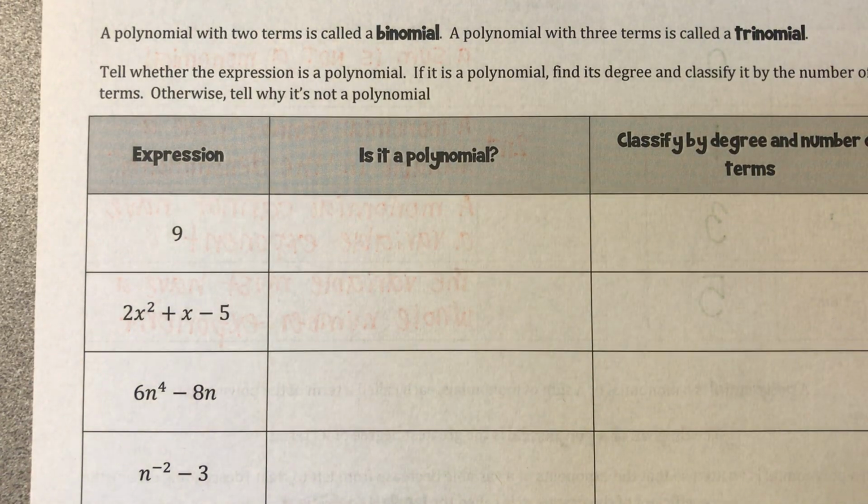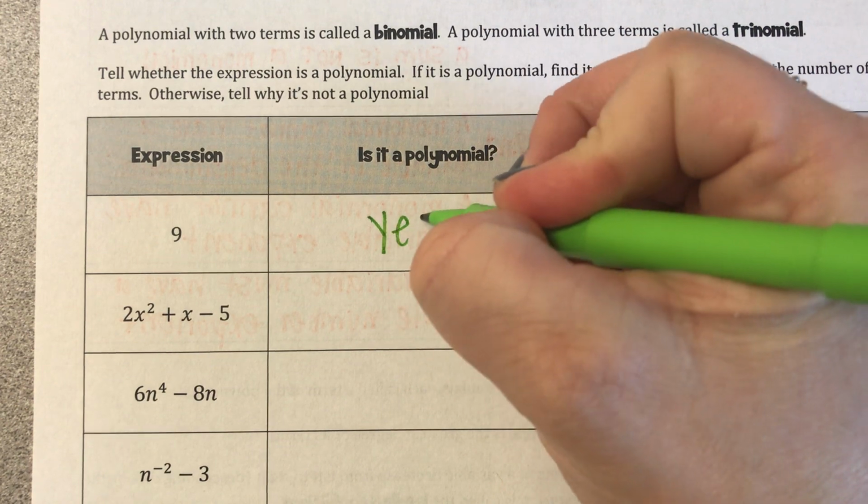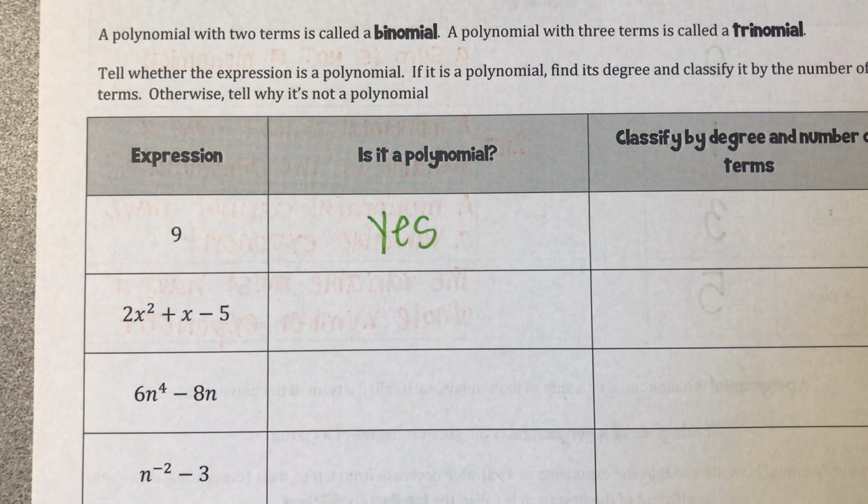So it says, tell whether the expression is a polynomial. If it is a polynomial, find its degree and classify it by the number of terms. Otherwise, tell why it is not a polynomial. Okay, so number 9, or the number 9. Is it a polynomial? If you need to, flip your page over. Right, the definition is a monomial or the sum of monomials. So is the number 9 a polynomial? Yes, because it's a monomial, right? It can just be one monomial, and 9 is a monomial.